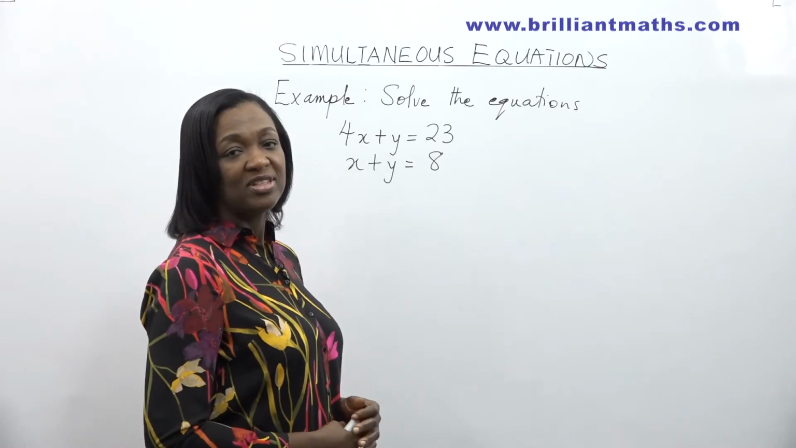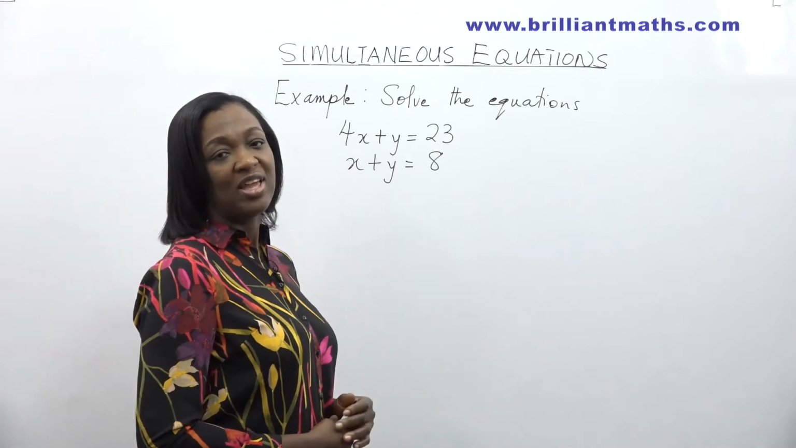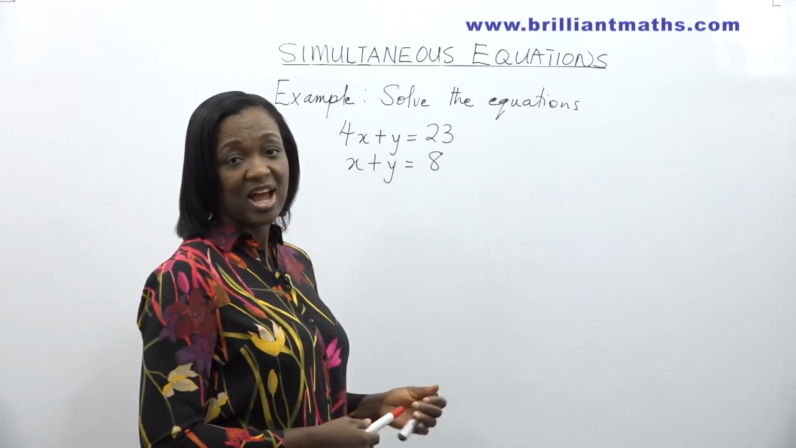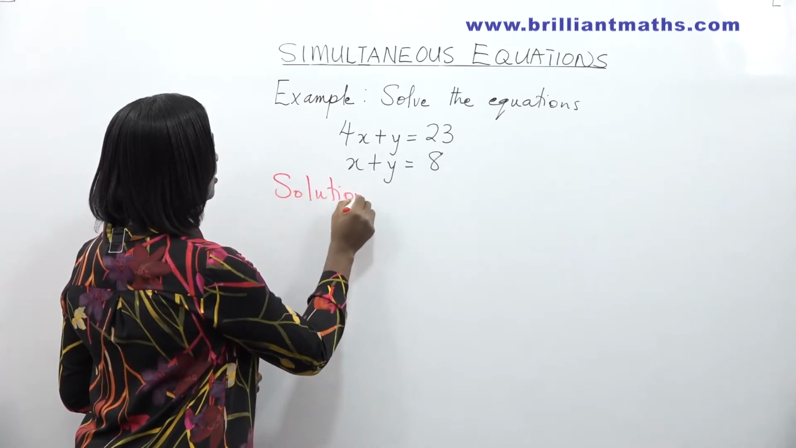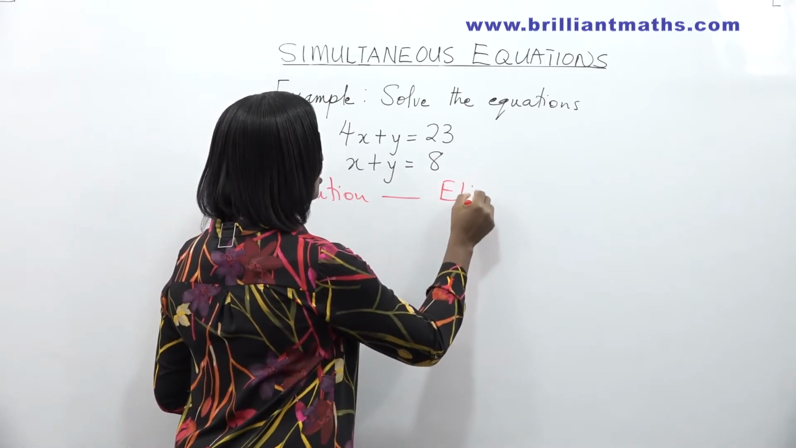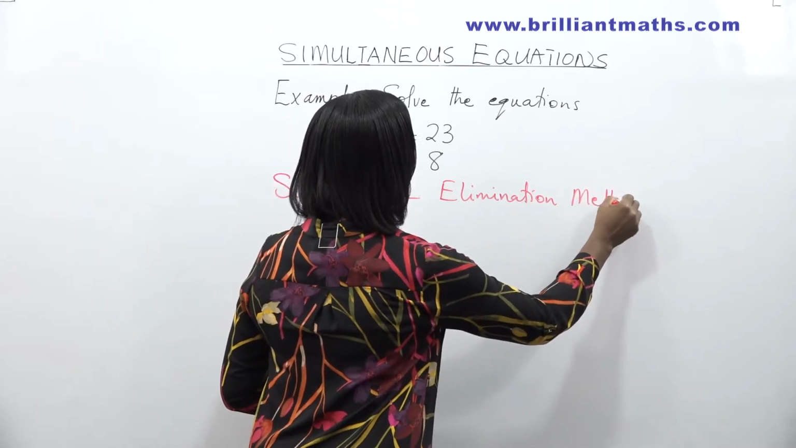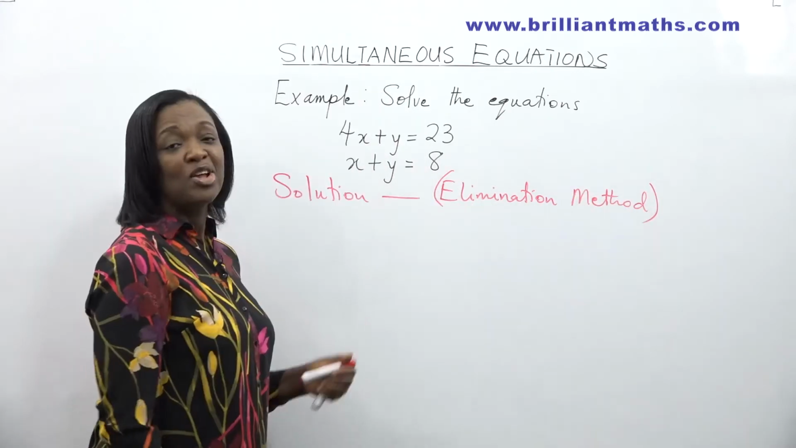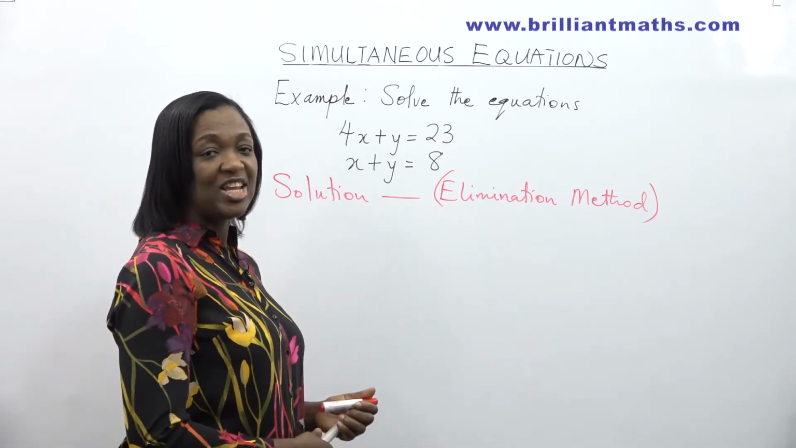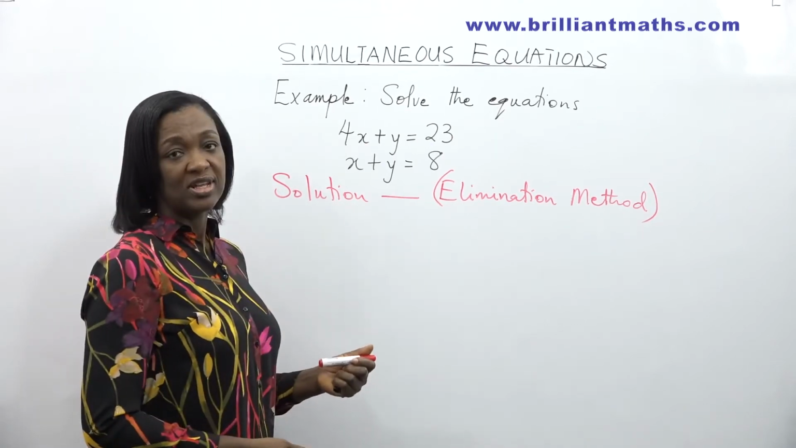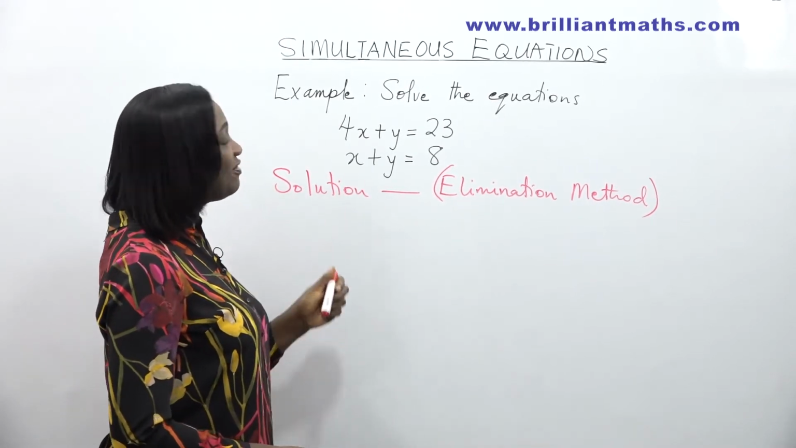There are two main methods. There's the elimination method and the substitution method. So we're going to start with the elimination method. Let's see how it works. To solve these equations using the elimination method, the target is to eliminate one of the unknowns, either the x or the y. So the first thing is to observe the equations.